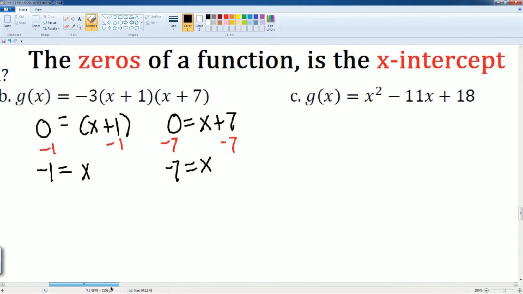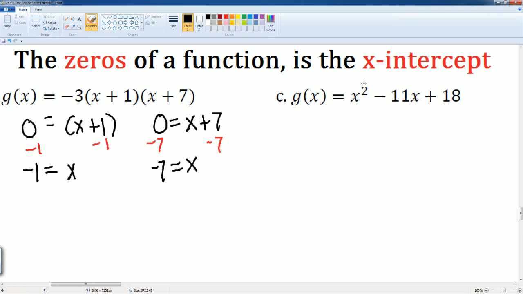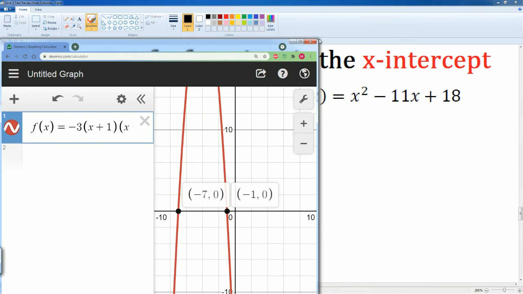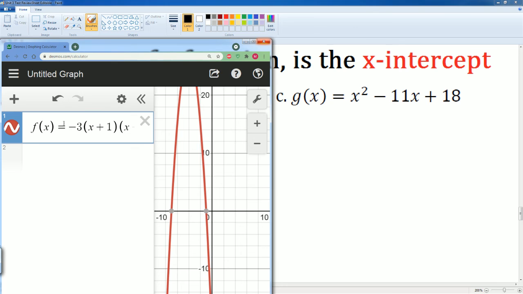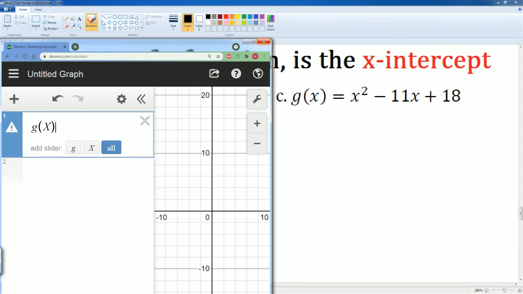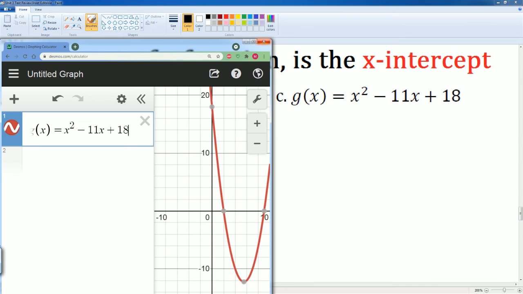Next one here. Notice that you cannot just grab the x-intercept here because this is not in factored form. You can try to put it into factored form, then set it equal to 0. Or you can just graph it and look at the x-intercept. Desmos allows you to just graph the function in standard form. So we can write g of x is equal to x squared minus 11x plus 18.